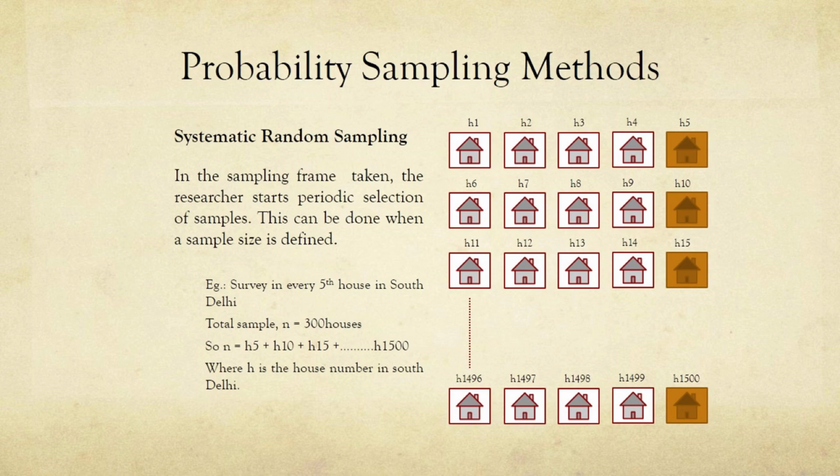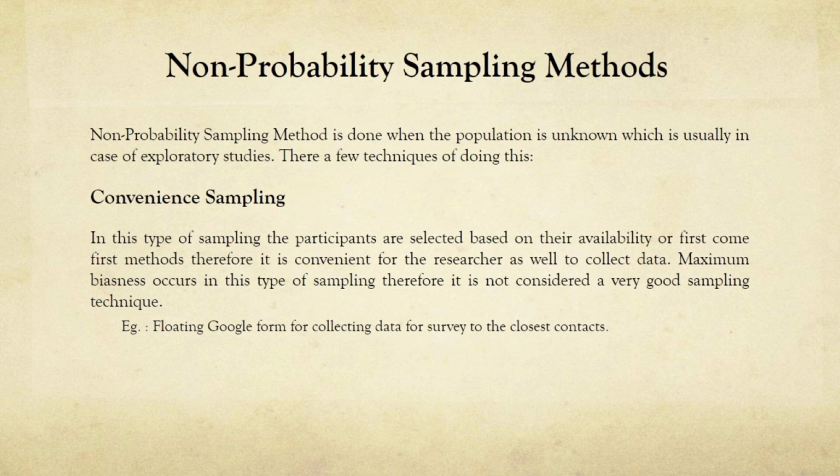Now we will move on to the non-probability sampling method. As the name suggests, it's not random at all. Non-probability sampling method is done when the population is unknown. You don't have a finite sampling frame with you. You don't usually know what your sampling frame is here. So you choose the sample according to your own convenience. The researcher does that. It is allowed. And this is usually done in exploratory studies where you are not completely aware what your population is, what you're trying to find out. You are basically exploring those ideas.